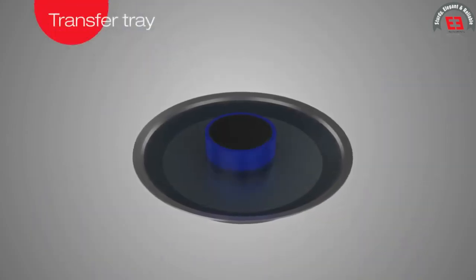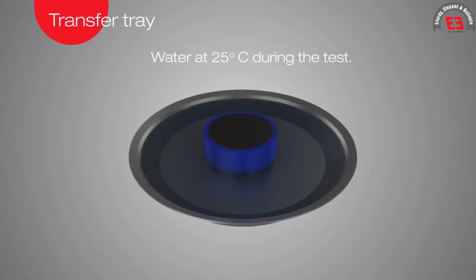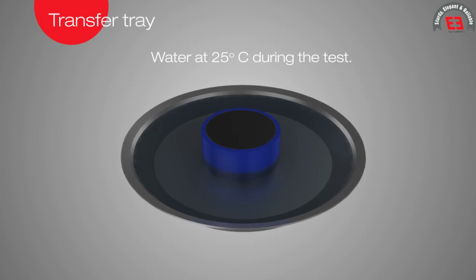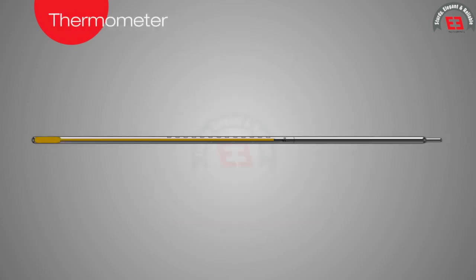Transfer tray. A small tray which keeps the bitumen container fully immersed in water at 25 degrees Celsius during the test. Thermometer. Thermometer having least count of 0.2 degrees Celsius.